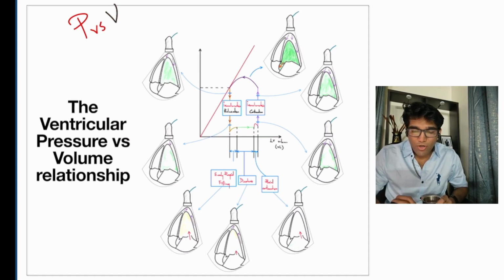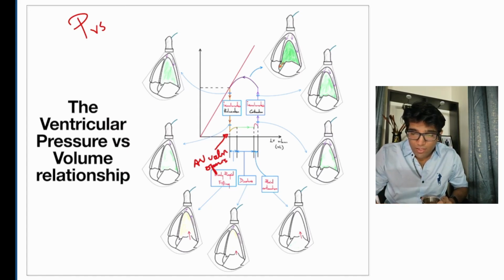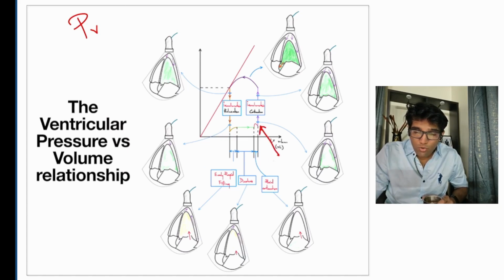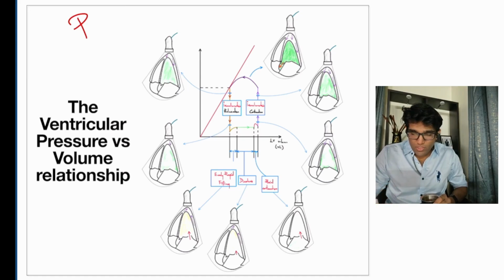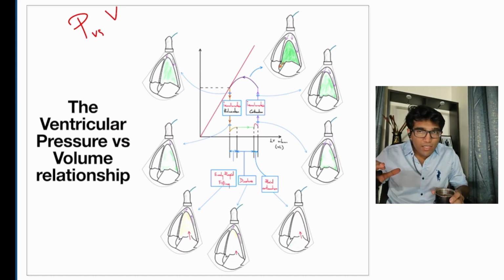Now, importantly, this would represent the opening of the AV valve. Okay, this is the opening of the AV valve. Now, this would represent the closure of the AV valve, as in the mitral valve in this situation. So once the AV valve closes, what we have is the ventricle contracting.